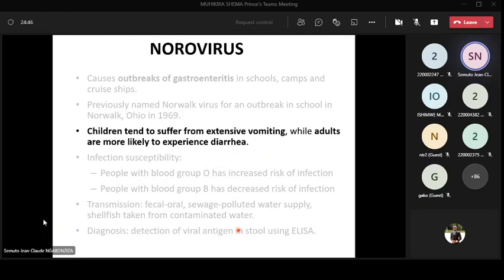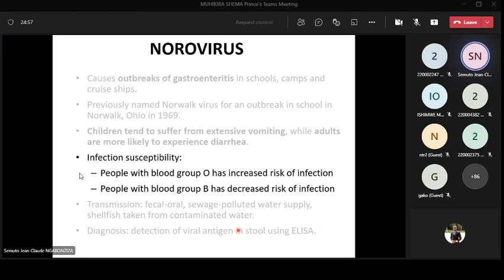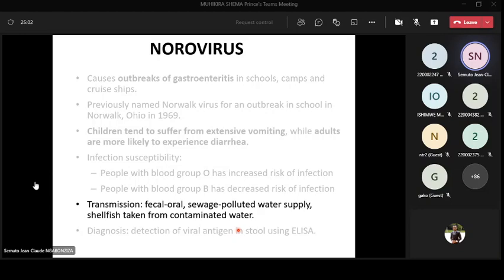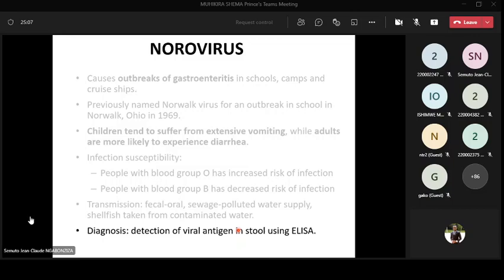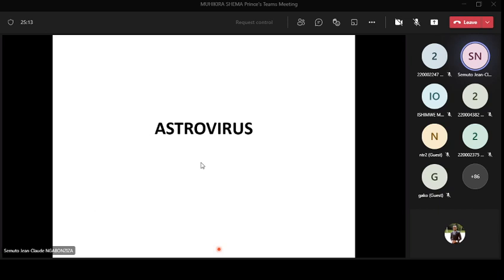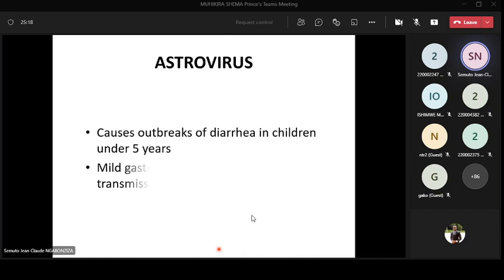So it has similar pathogenesis to rotaviruses. Some groups of people are more susceptible, some others not. Transmission is fecal oral, through sewage, polluted water, and shellfish. Diagnosis is by detection of viral antigen in stool using ELISA. Especially it causes outbreaks of diarrhea in children under 5. It causes mild gastroenteritis, fecal transmission, and of course diagnosis is by detection of viral antigen.